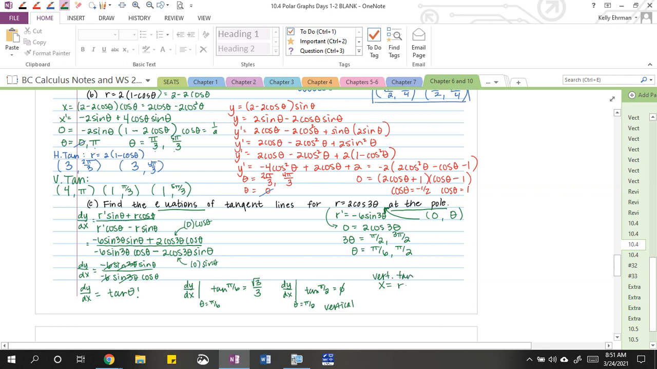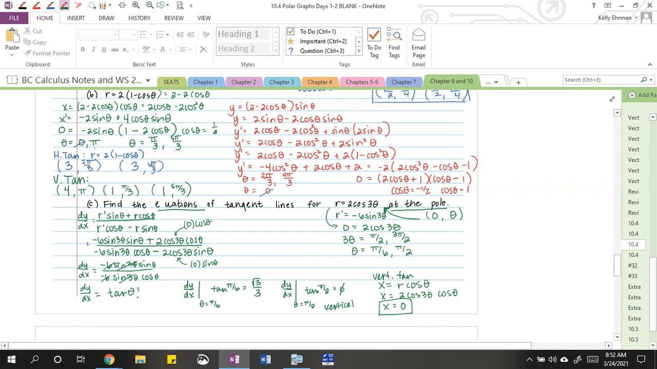x equals r times cosine theta. x equals 2 cosine 3 theta times cosine theta. And at pi over 2, x equals 2 times cosine of 3 pi over 2, which is 0. Cosine of pi over 2 is 0. So just x equals 0 is a vertical tangent.